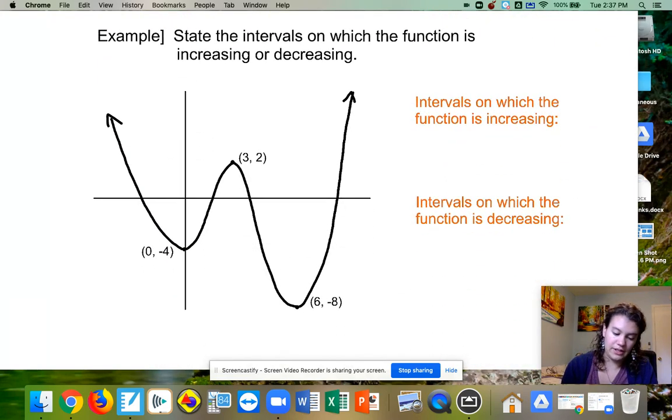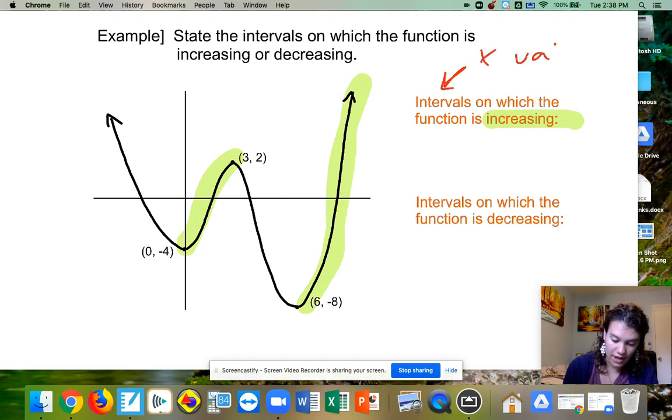Well, then where is it increasing and decreasing? So an interval is increasing when it's going up or your slope is positive. So this would be your increasing chunks. An interval means you want your x values. So on what x values is it increasing for your function? So right here we have 0, and then here we have 3.